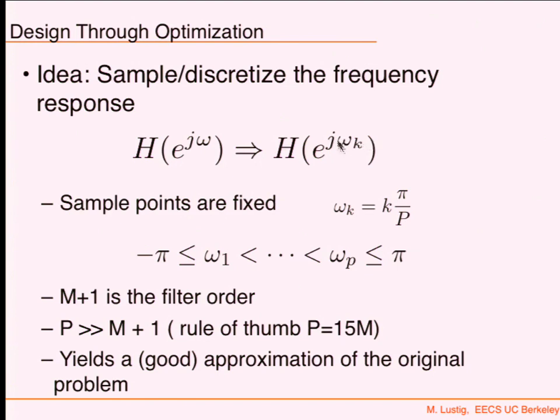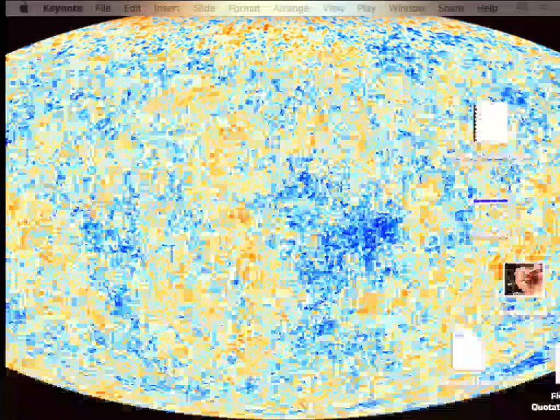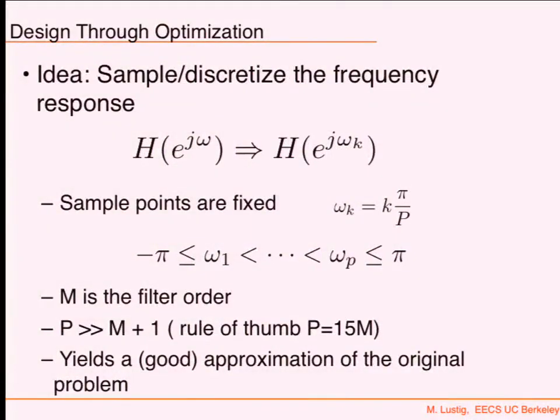Okay, so we're going to evaluate H(e^{jω_k}), where omega sub k is somewhere between minus pi and pi. You can think of the case where this is uniformly spaced, but it doesn't actually have to be. Now, M is the order of the filter, and M plus 1 is the number of taps that we're going to be designing. And we're going to evaluate the frequency response at P points, which is much, much larger than M.